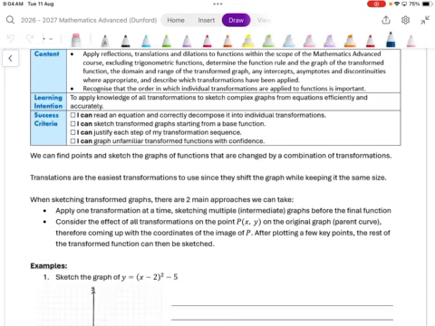Our translations are our easiest transformations to use since they shift the graph while keeping it the same size. When sketching transformed graphs, there are two main approaches we can take. We can apply one transformation at a time, sketching multiple intermediate graphs before the final function, or we can consider the effect of all transformations on our point x, y on our original graph, our parent curve, therefore coming up with the coordinates of the image of P. After plotting a few key points, the rest of the transformed function can then be sketched. We're probably going to do it the second way because that is a little bit easier rather than sketching lots of little functions.